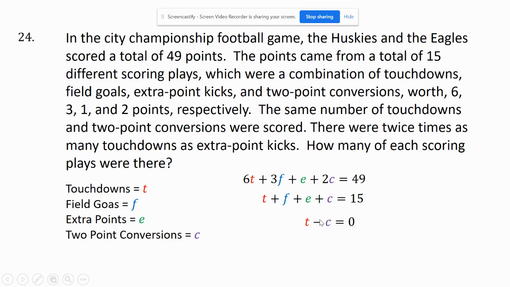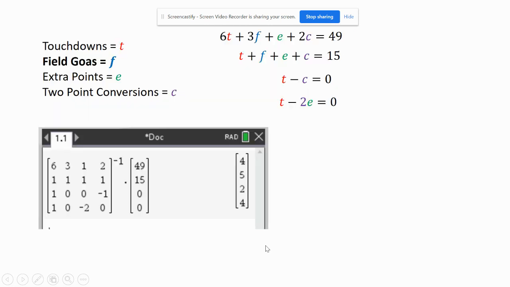I also know that there were the same number of touchdowns as 2-point conversions. So because I can't have T equals C, I move the C to the other side. That's why it's T minus C. And we also know there were twice as many touchdowns as extra point kicks. So how many of each scoring play were there? If you put that into your matrices, remember you've got to use zeros for letters that are not there. When you put it in your matrices, it'll look like this.